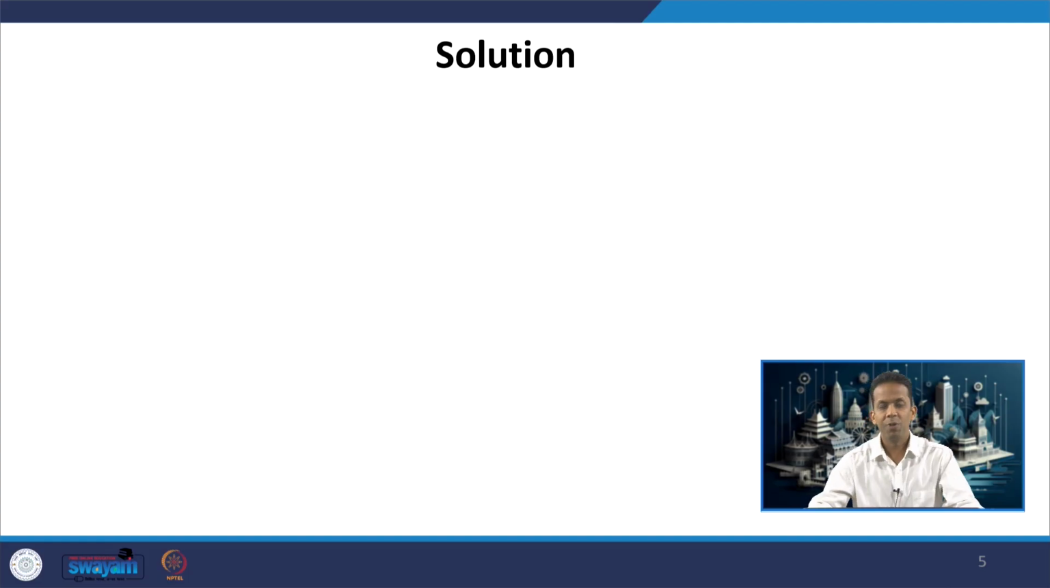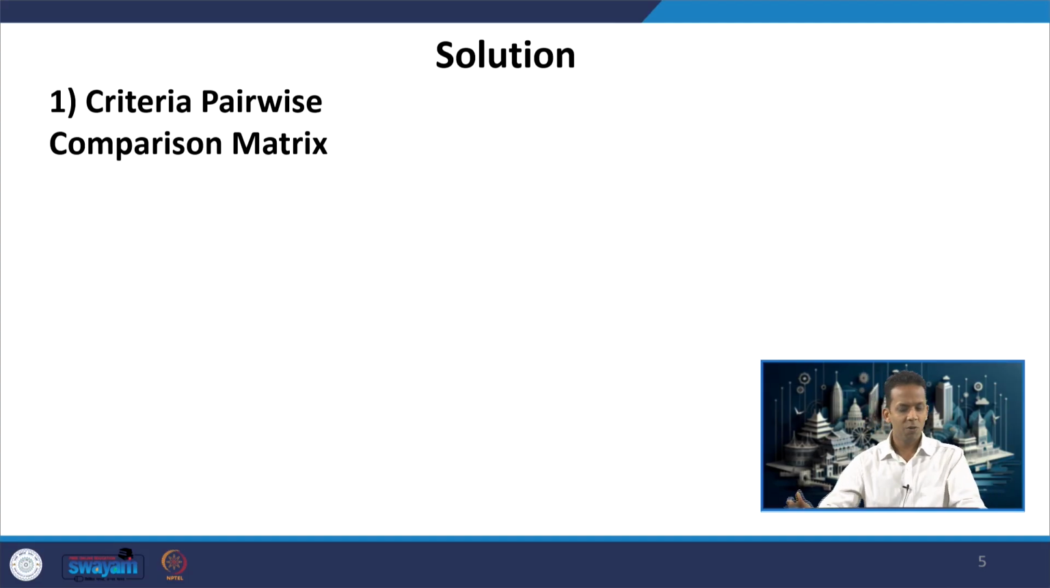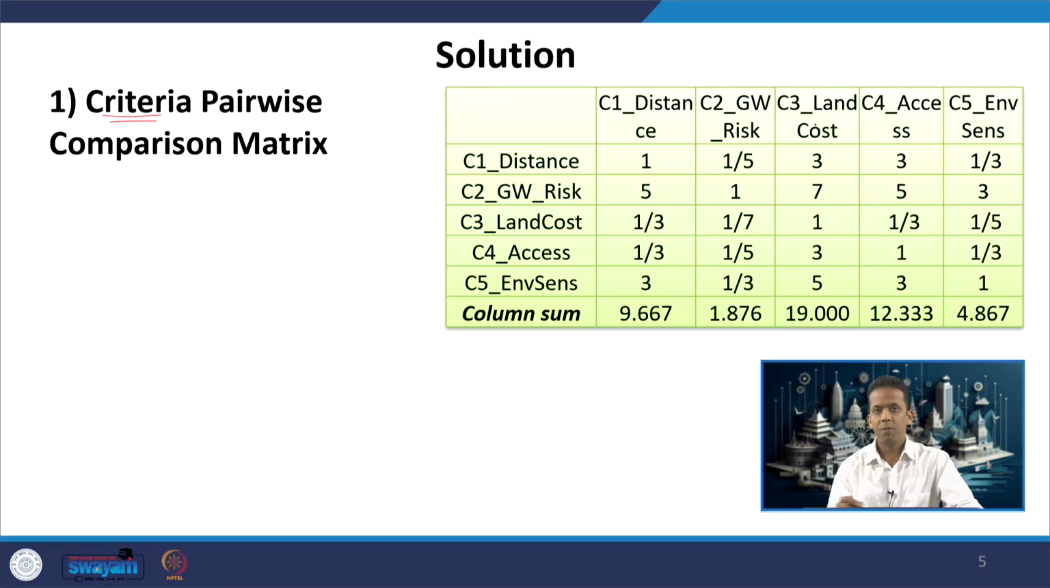Now, solution. The first step in AHP is to make a pairwise comparison matrix for the criteria. So, 5 criteria are given to us, we need to find which of the criteria is the most important. So, we will just prepare the 5 by 5 matrix. The first column is obtained from the data that we are given in the question. And how do we fill the rest of the column? Obviously, this one is a diagonal element, 1 1 1.